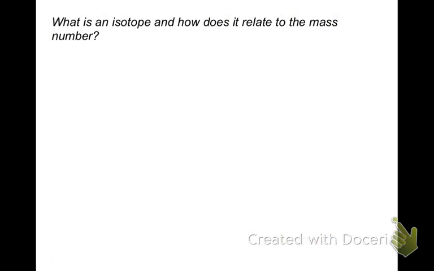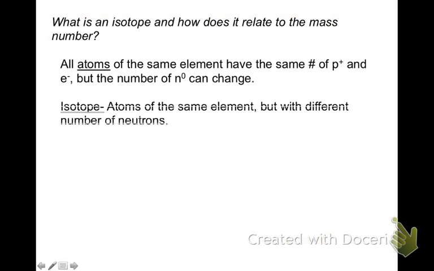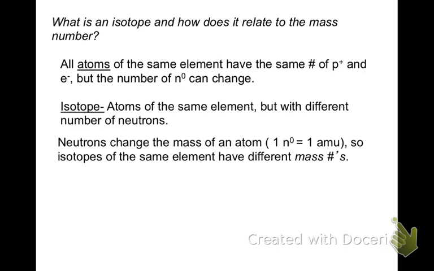So let's move on to isotopes and how it relates to the mass number. This should be review. All atoms of the same element have the same number of protons and electrons, but the numbers of neutrons can change. So an isotope is an atom of the same element, but with a differing number of neutrons. Neutrons change the mass of an atom. Therefore, isotopes of the same element have what we call different mass numbers. The only thing different about these atoms are their masses.